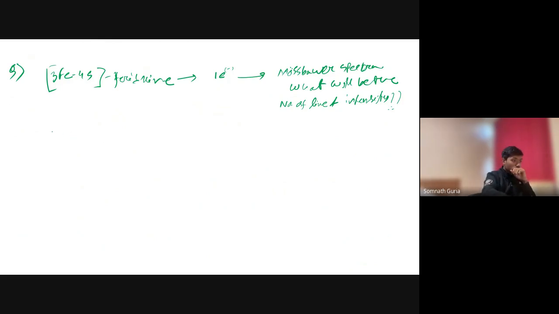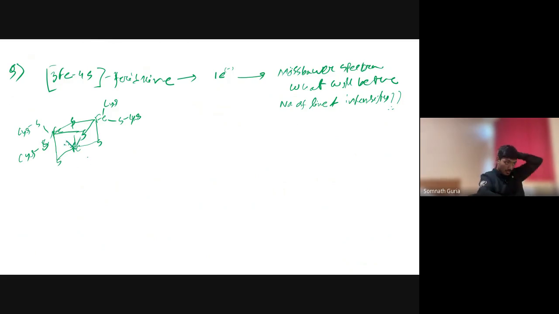So we have here Fe, and this will be Fe, S, S, S, and this will be S. Okay, this corner is missing.